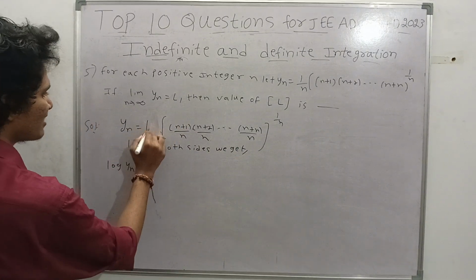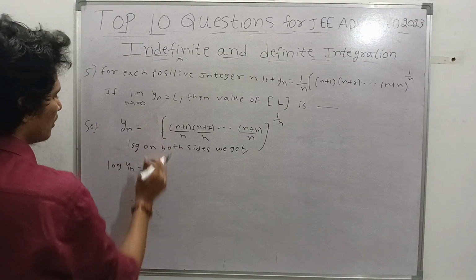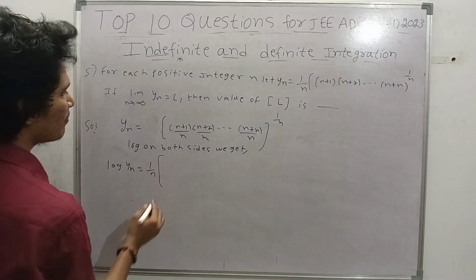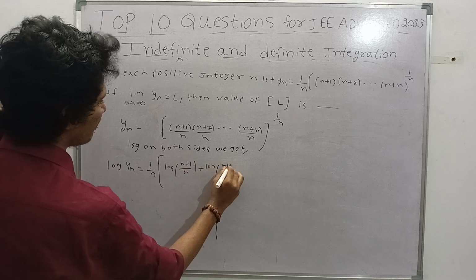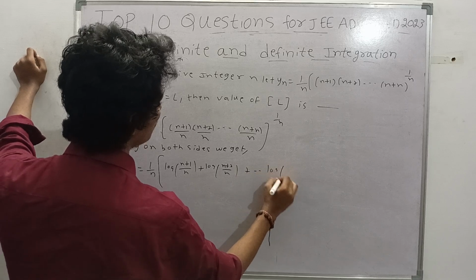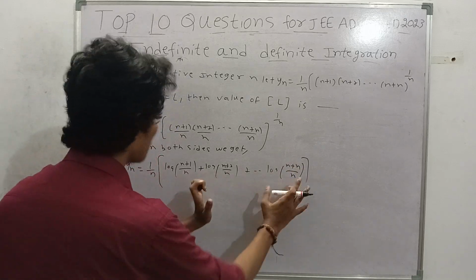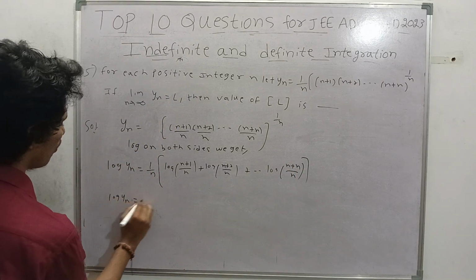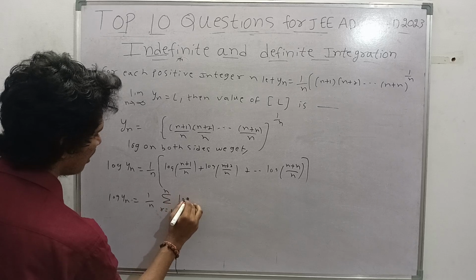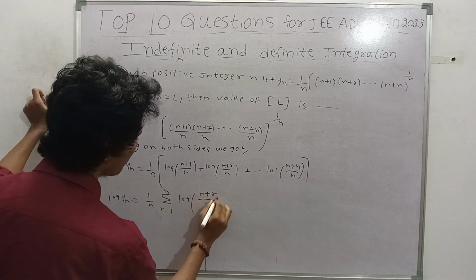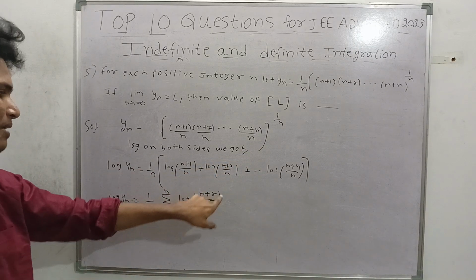Now while applying log, the power comes down, that is 1/n. It will be 1/n times log((n+1)/n) plus log((n+2)/n) and so on, up to log((n+n)/n). Now can I sum this? Yes. It is (1/n) sigma r equal to 1 to n of log((n+r)/n). What is r here? 1, 2, 3, it is the changing term.